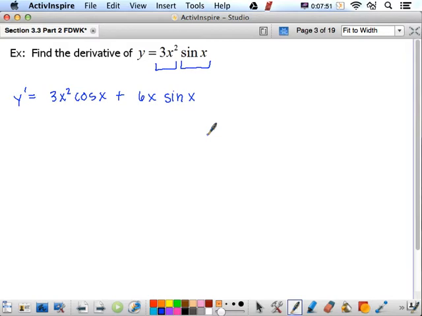Yes? Okay, that's all of the calculus. That's our product rule at work. First times the derivative of the second plus the second times the derivative of the first. And from there, all we need to do is factor it and we'll be finished.